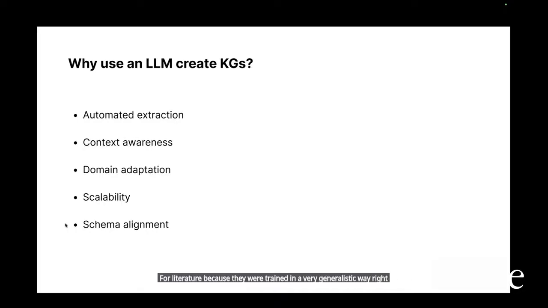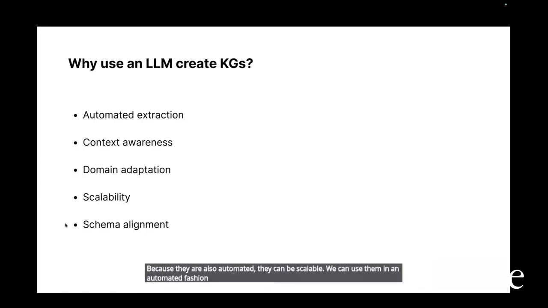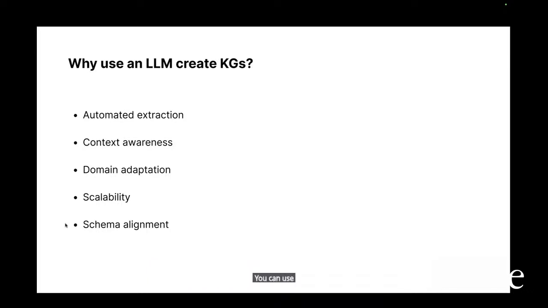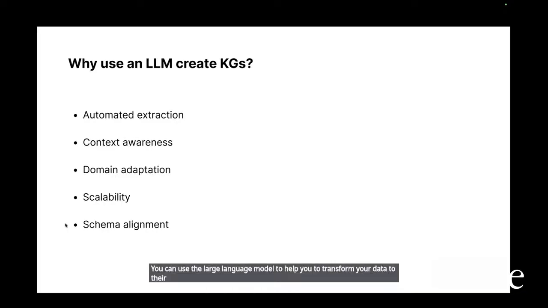Because they are also automated, they can be scalable. We can use them in an automated fashion to look at big data sets. And finally, if you already have a domain-specific knowledge graph set up, you can use the large language model to help you transform your data to that format. So that on its own already saves a lot of time.